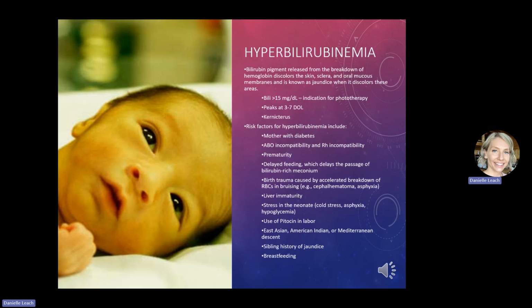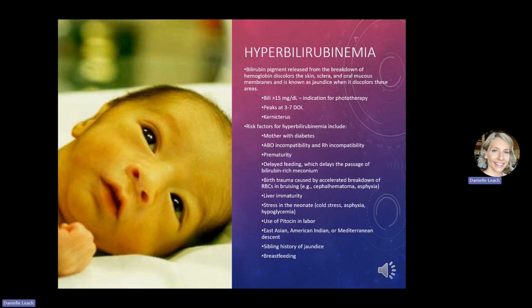Another disorder common in infancy is hyperbilirubinemia. This one isn't tested for on the newborn screen, but is common in newborns. So basically, you probably already know that bilirubin is a pigment that's released from the breakdown of hemoglobin, and it can make the skin and the sclera of the eyes and the oral mucous membranes appear yellow, or jaundiced. So hyperbilirubinemia is an excessive amount of bilirubin in the blood.